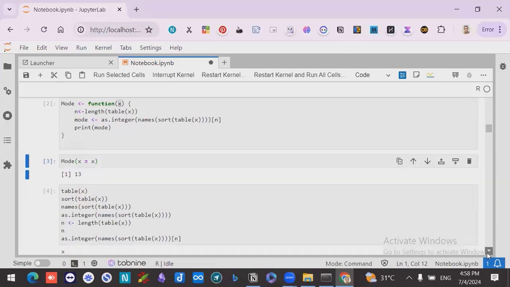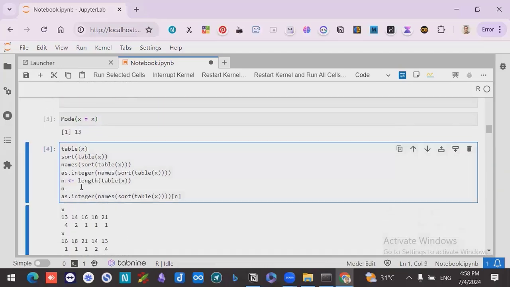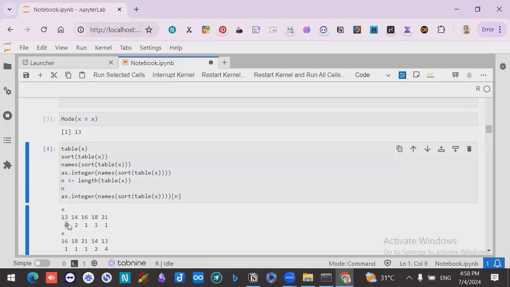Okay. Now, next we are looking into table of X, the total values. What is table of X? See, table of X indicates values along with how many times each is repeated, so that we will get it in a vector. So for example, 13 we got 4 times, so 13 here, 4 is there. 14 two times, and 16, 18, 21, these are one time each. So that is what table does.